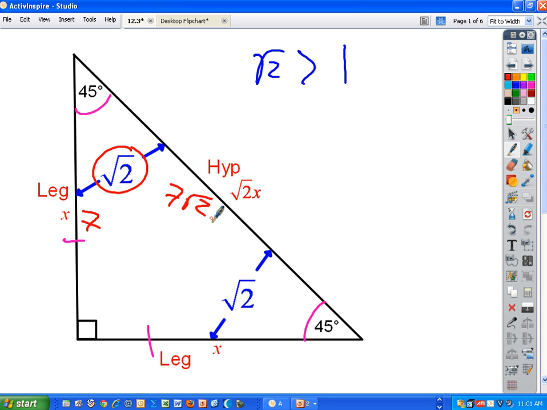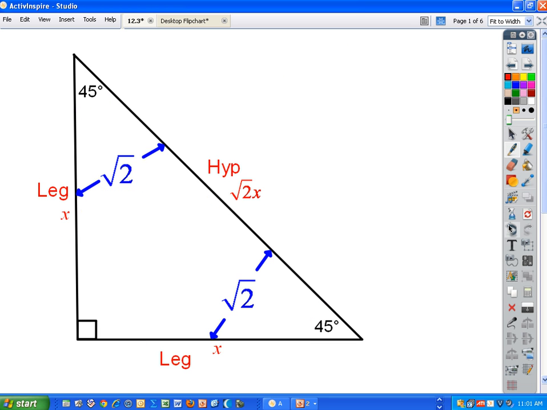Now, what if we do the opposite? Let's say we start knowing that the hypotenuse is 9, and I want to know the lengths of the legs of this right triangle. How do I get from here to here? What's the number that connects them? Square root of 2, right? Am I going to multiply or divide? Divide, because I know that my answer needs to be smaller. The leg is a smaller length than the hypotenuse. So to get from there to there, I just divide by the square root of 2.